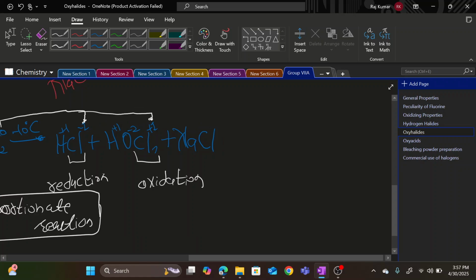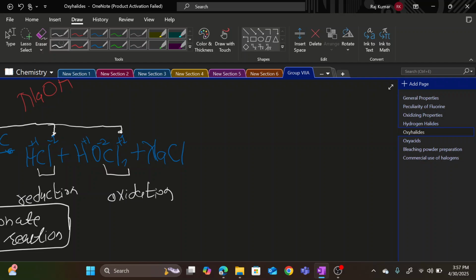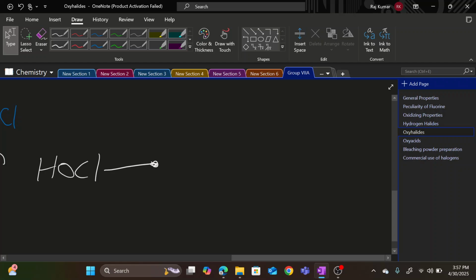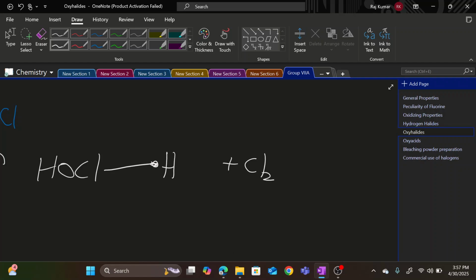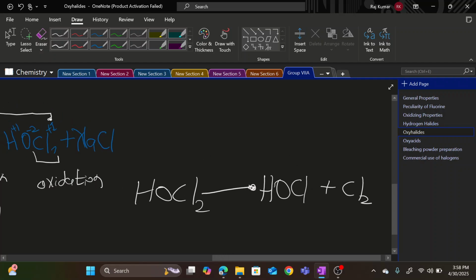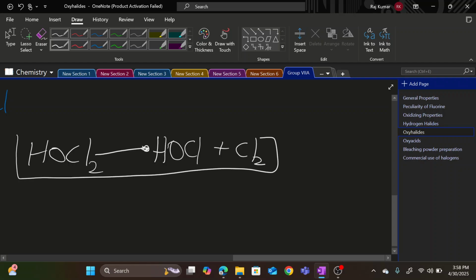Alright, and another interesting thing, this is not the final product. The final product is when HOCl, hypochlorous acid, further decomposes into chlorine gas and hypochlorous acid. So this is about it.